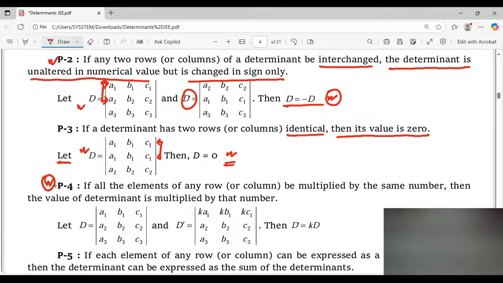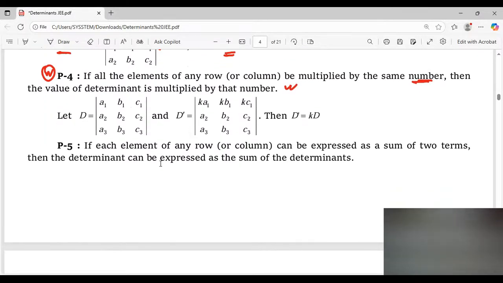Let's see the fourth property. If all the elements of any row or column are multiplied by the same number, then the value of the determinant is multiplied by that number. So if all the elements of any row or column are multiplied by the same number, then the value of the determinant is multiplied by that number.